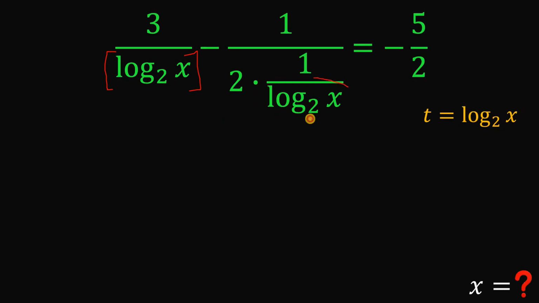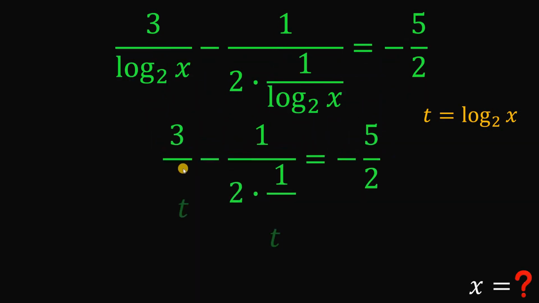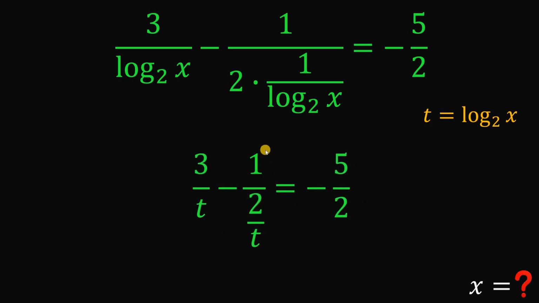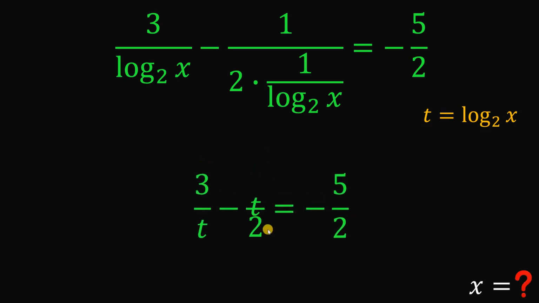So we can replace all of this term with a variable t like this. So we have 3 over t minus 1 over 2 times 1 over t equals -5 over 2. Now let's simplify this. 2 times 1 over t can be written as 2 over t. And then simplify this 1 over 2 over t. This can be simplified to t over 2.